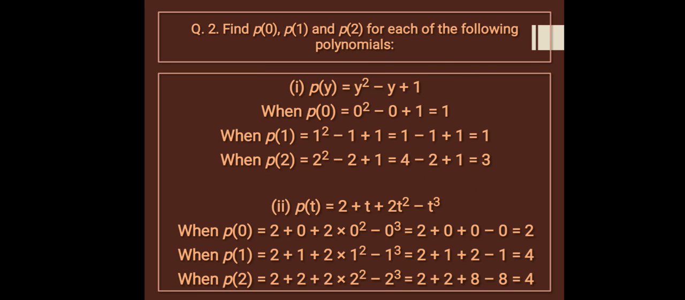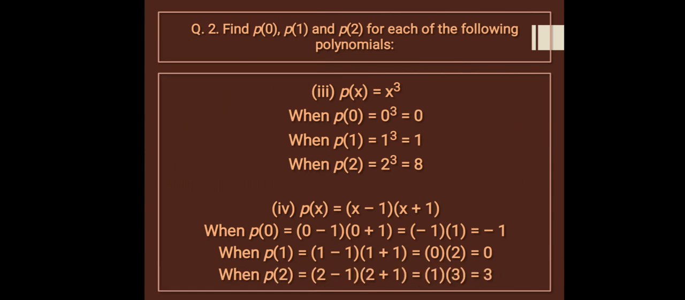And when t equal to 1, it is 2 plus 1 plus 2 minus 1, that is equal to 4. When t equal to 2, t square is 2 square, 4, and 2 cube equal to 8. So it is 2 plus 2 plus 8 minus 8, that is equal to 4.